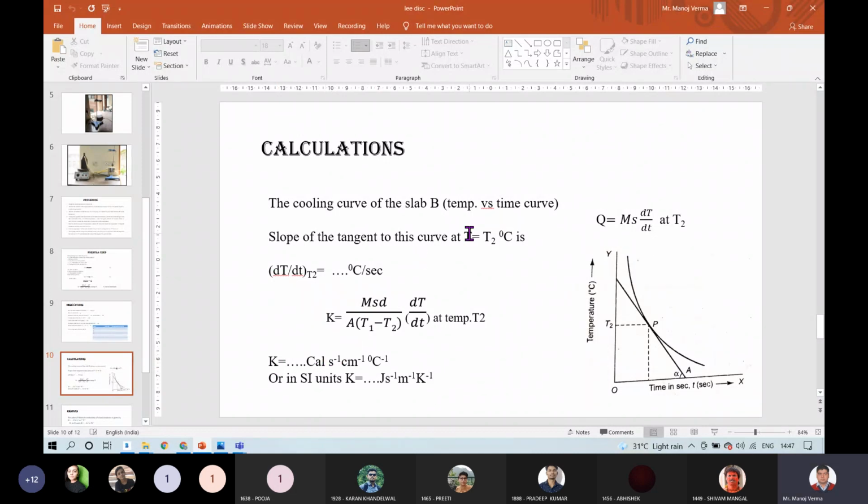If you are taking the mass in grams and specific heat in the CGS units, then the value of K will come out in calorie per second per centimeter per centigrade. If you convert it to kg, then it will come in joules per second. But yes, in thermal experiments generally CGS units are used, and you have to keep everything in calories and so on.